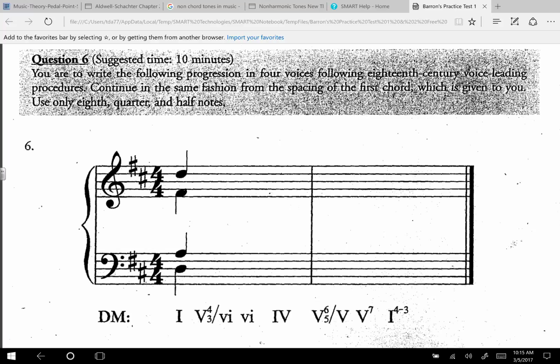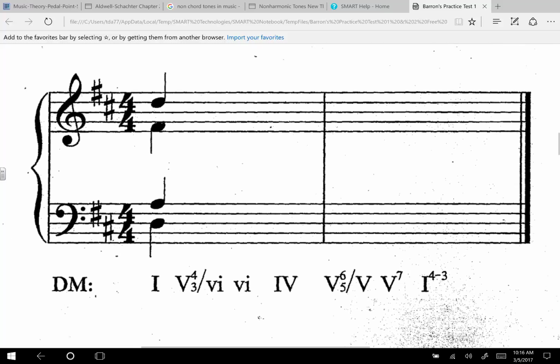Again, I urge you to read the directions carefully. It says you are to write the following progression in 4 voices following 18th century voice leading procedures. Continue in the same fashion from the spacing of the first chord, which is given to you. And here's where things get interesting. Use only eighth, quarter, and half notes. So you're limited to those specific rhythms only. Okay, so let me zoom in.